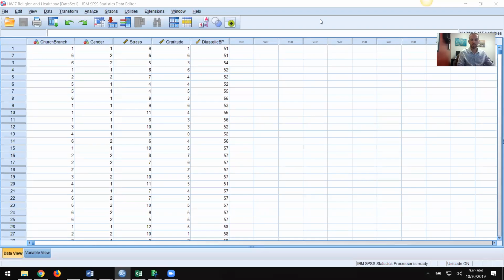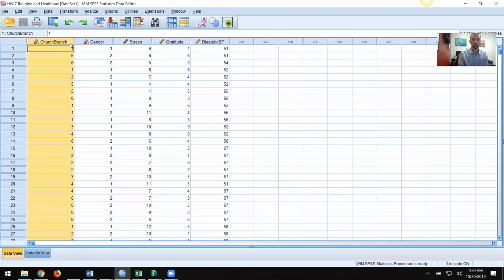Hi everyone. I'm going to walk you through how to run a one-way ANOVA, including the testing of the assumptions and also the post hoc analyses. I'm going to start with the data set that we worked through in class.